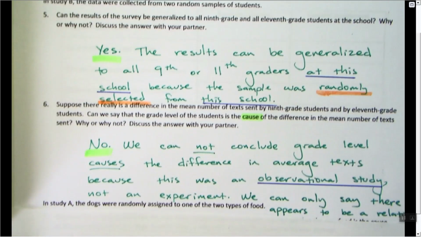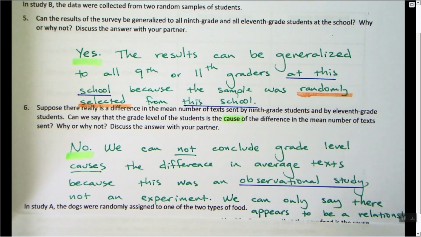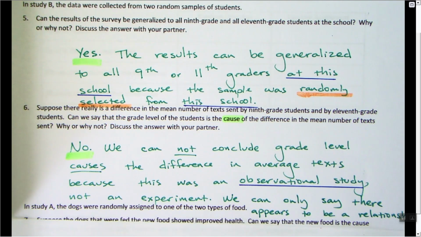One more thing I want to point out here that's not brought up in the questions: if there really is a difference at this school between our random sample of 9th graders and a random sample of 11th graders, can we conclude that nationwide all 9th graders send fewer text messages than all 11th graders? The answer is no. This was randomly selected from the school, and so our conclusion is still limited to just the school. But if there was a difference in our sample, we can conclude that at this school, there appears to be a relationship between text messages and grade level, but we can't say one caused the other.